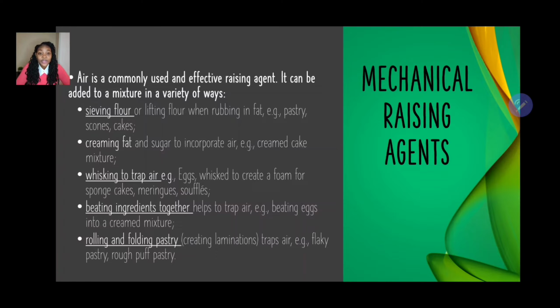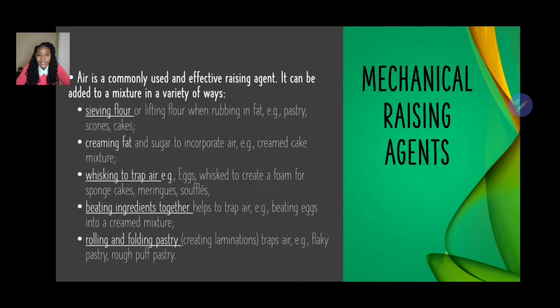Now the next is creaming fat and sugar. Creaming fat and sugar helps to trap air into the product, right? For example, creamed cake mixtures. So we may be speaking of, say, orange cake, it may be pineapple cake, all right? There is also whisking to trap air. For example, eggs whisked to create a foam for sponge cakes, meringues, or soufflés, right? There is also beating ingredients together. It helps to trap air, for example, beating eggs into a creamed mixture.